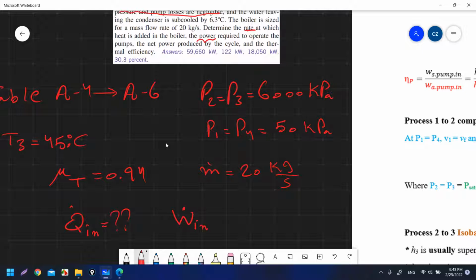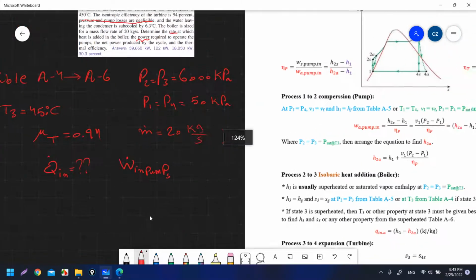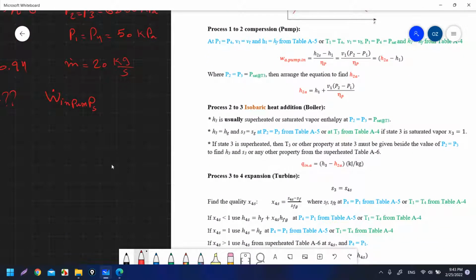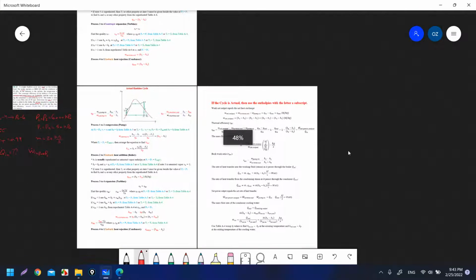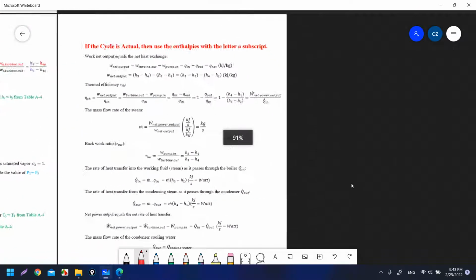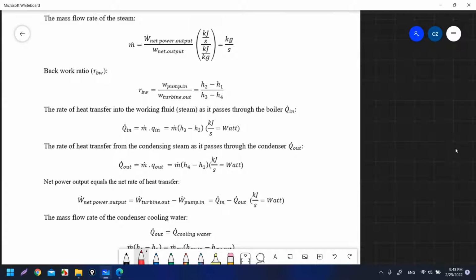And he didn't mention anything about isentropic efficiency for the pump, right? So it means it is not the actual work for the pump. It is ideal work. And Q dot in, what is Q dot in? Q dot in means it is m dot times q in. So m dot times q in is m dot times (h3 minus h2), right?